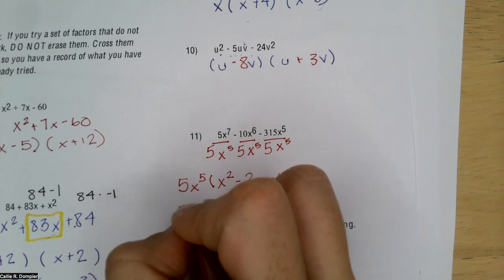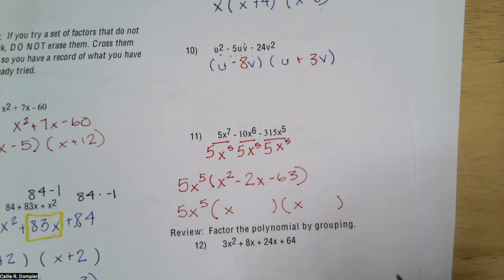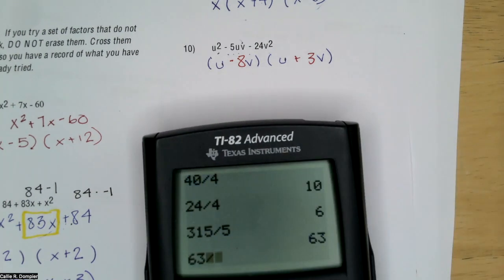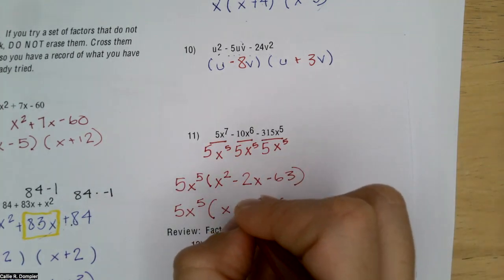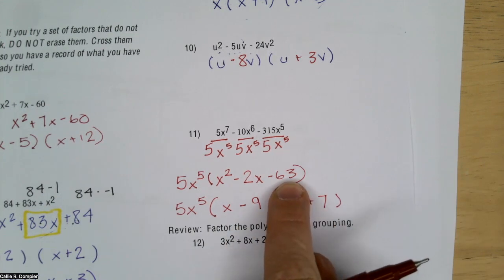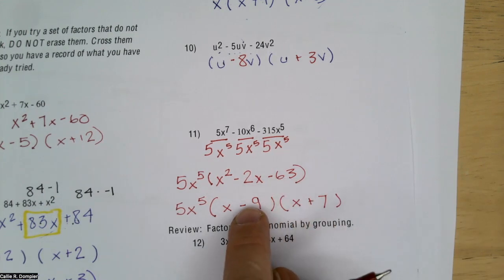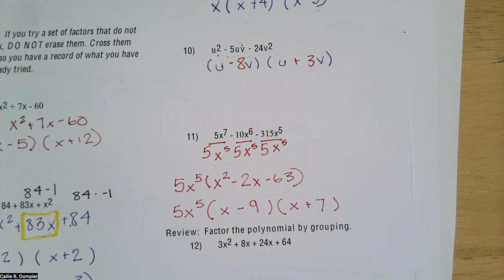So we have 5x to the 5th times 2 binomials. What is going to multiply to negative 63 and add to negative 2? Well, 63 divided by 9 is 7. So if I say negative 9 and positive 7, negative 9 and positive 7 multiply to negative 63, and then negative 9 plus 7 add to negative 2x. Okay? All right, so those were our examples of FOILing in reverse.